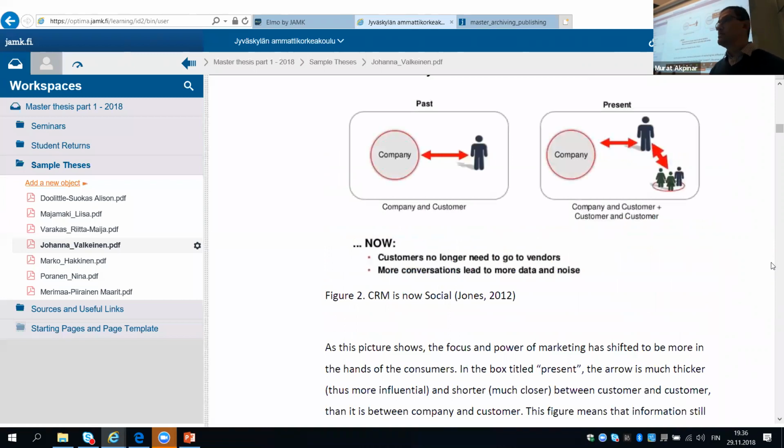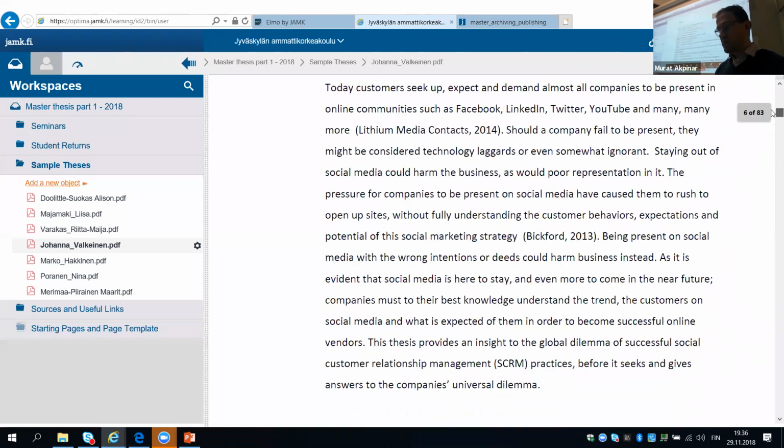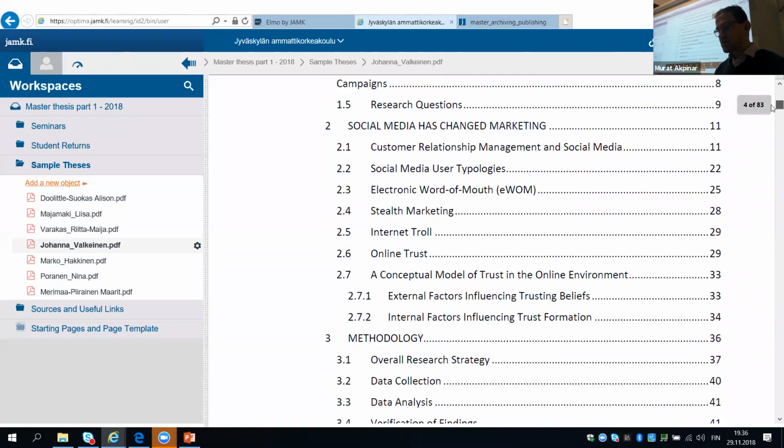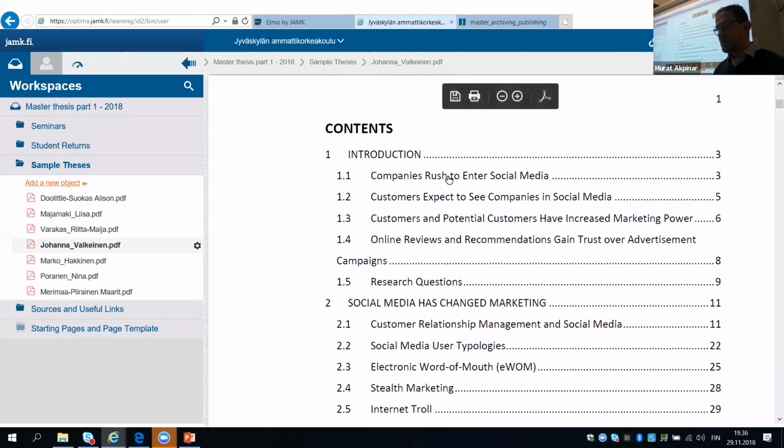What's the main theme of the thesis? It's about social media. So if you think about these subsections, companies rush to enter social media. Customers expect to see companies in social media. So these two are almost the same. Customers and potential customers have increased marketing power.